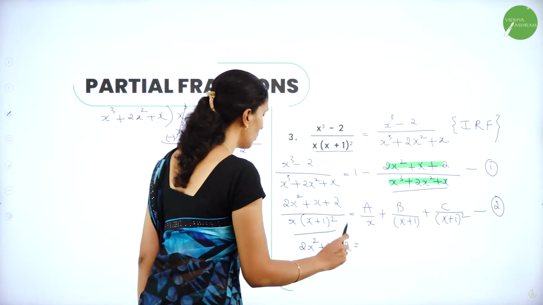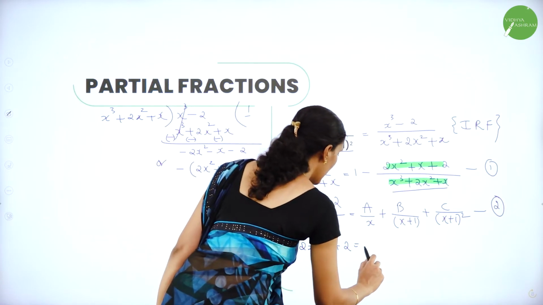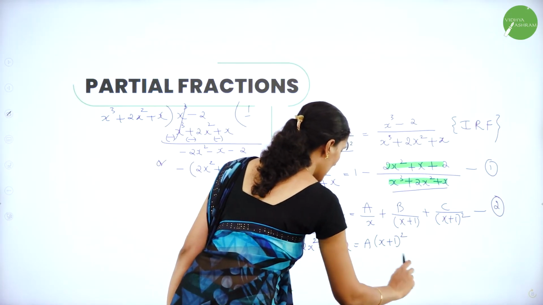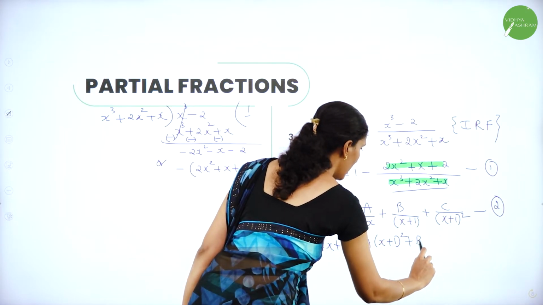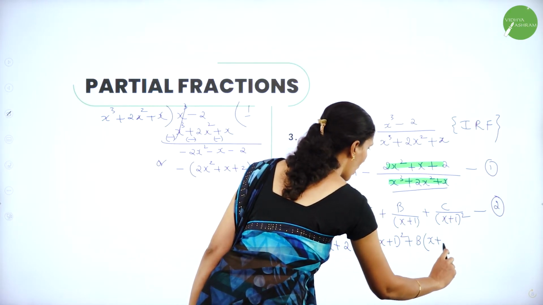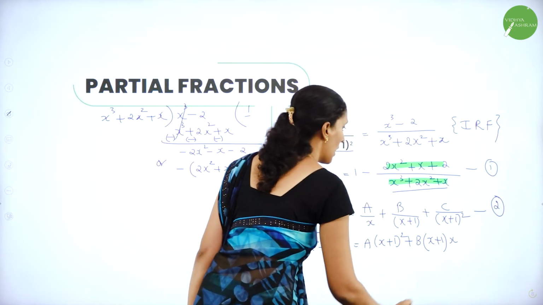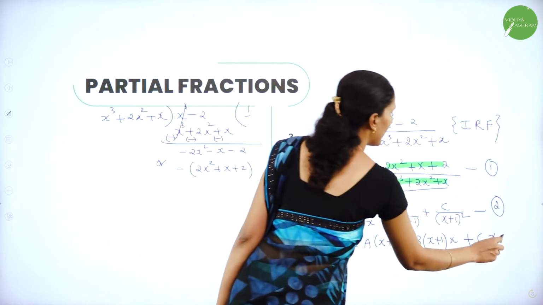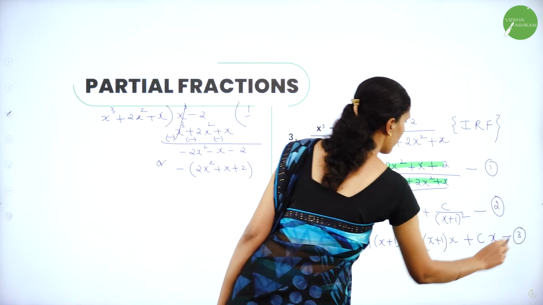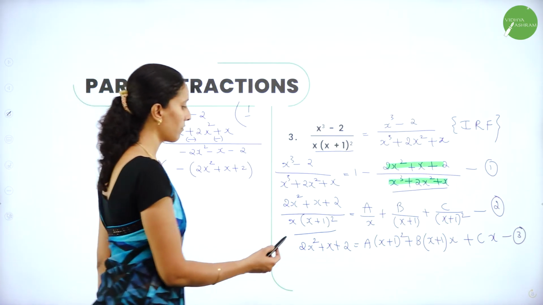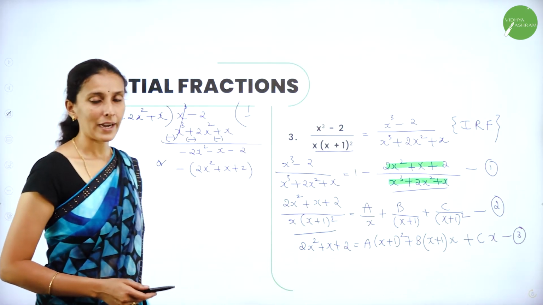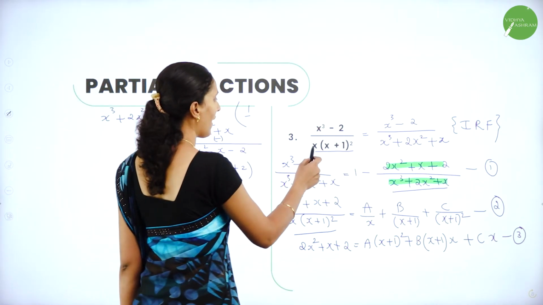a into x plus 1 whole square plus b into x plus 1 into x plus c x. So take this as equation 3. Now what I'm supposed to do, I have to find the value of A, B, C, equating the linear factors to 0. So what are the factors we have?